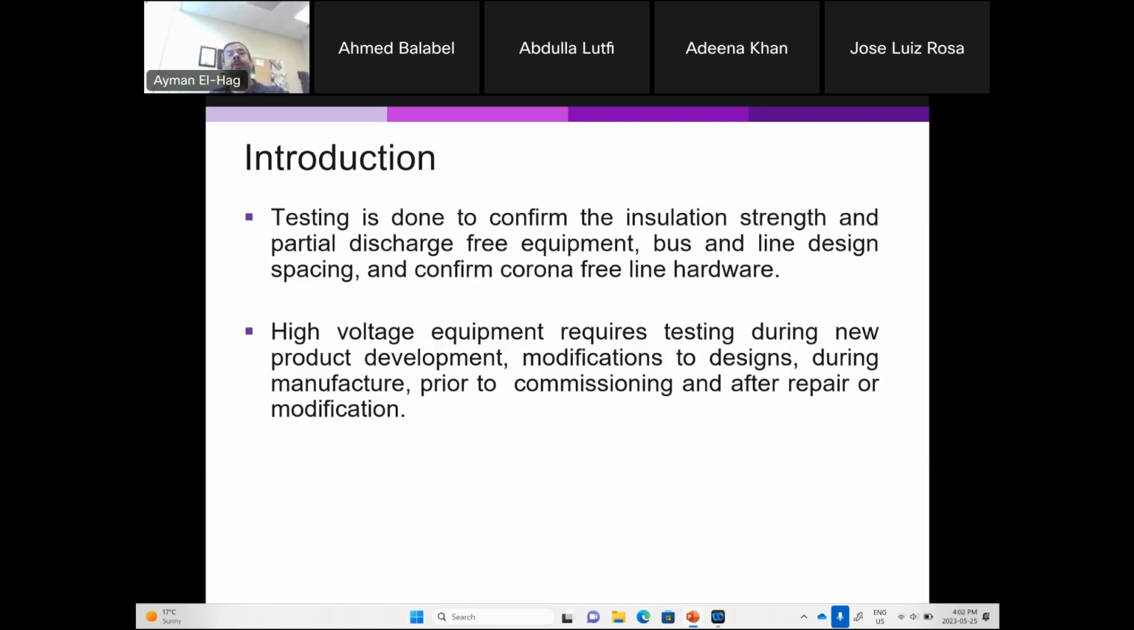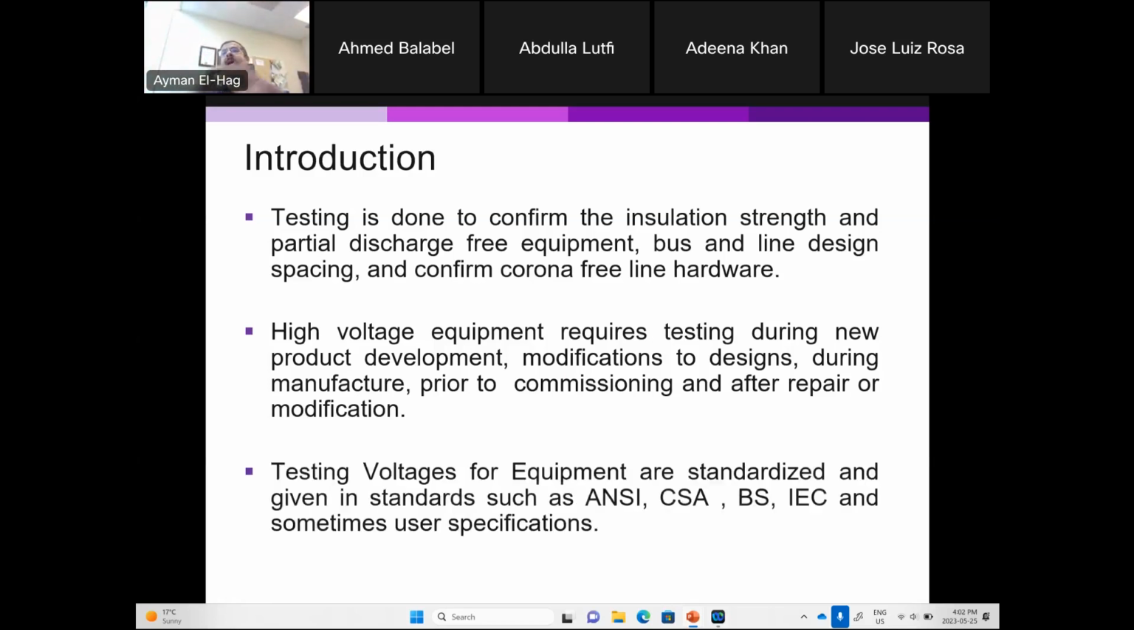Some of those tests are routine tests, some are type tests, some are special tests. But you need these tests before you deliver your assets to the customer. Some of the tests are done before commissioning. Sometimes you have a fault in the asset and you do some repair. You want to make sure that the repair is okay, so you have to test the asset as well. Now, the testing is done according to different standards, depending on where you live. For example, in the Middle East, India, Pakistan, and Europe as well, the IEC standard is the main standard. It's more of an international type of standard.